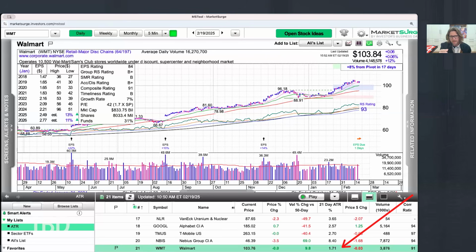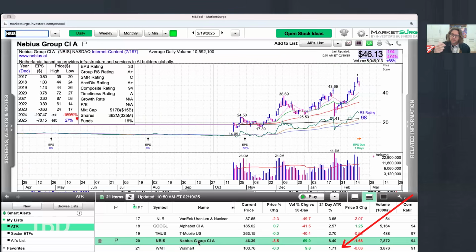Or that stock above it, NBIS, that travels 8.4% on any given day. So the fact that this is down 4% today tells you nothing. It's just completely normal and natural. It's never fun to be down, but it's only down half an ATR. So up a half an ATR or down half an ATR, meaning 4% on a stock that has an average of 8%, or actually 8.4, that's not a big deal.